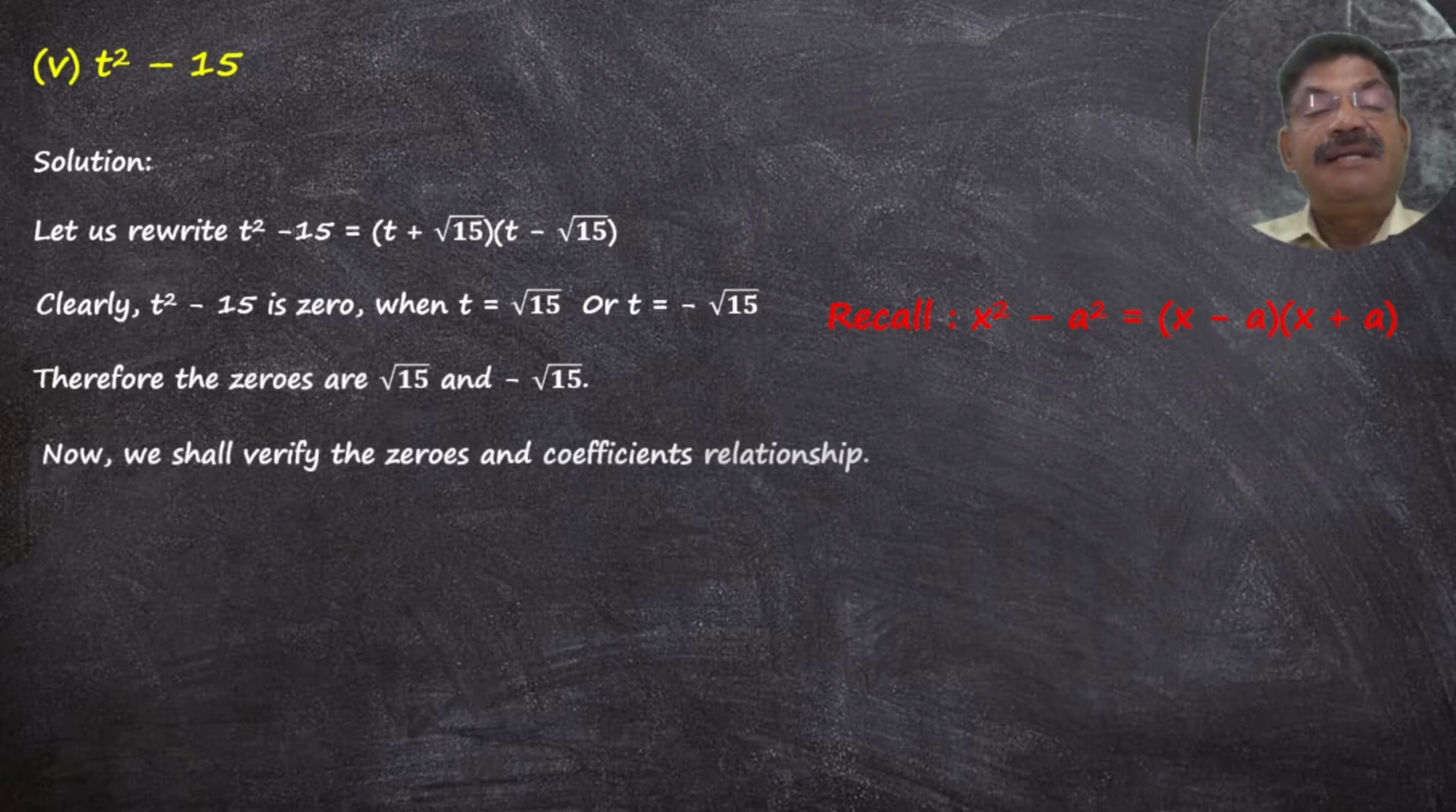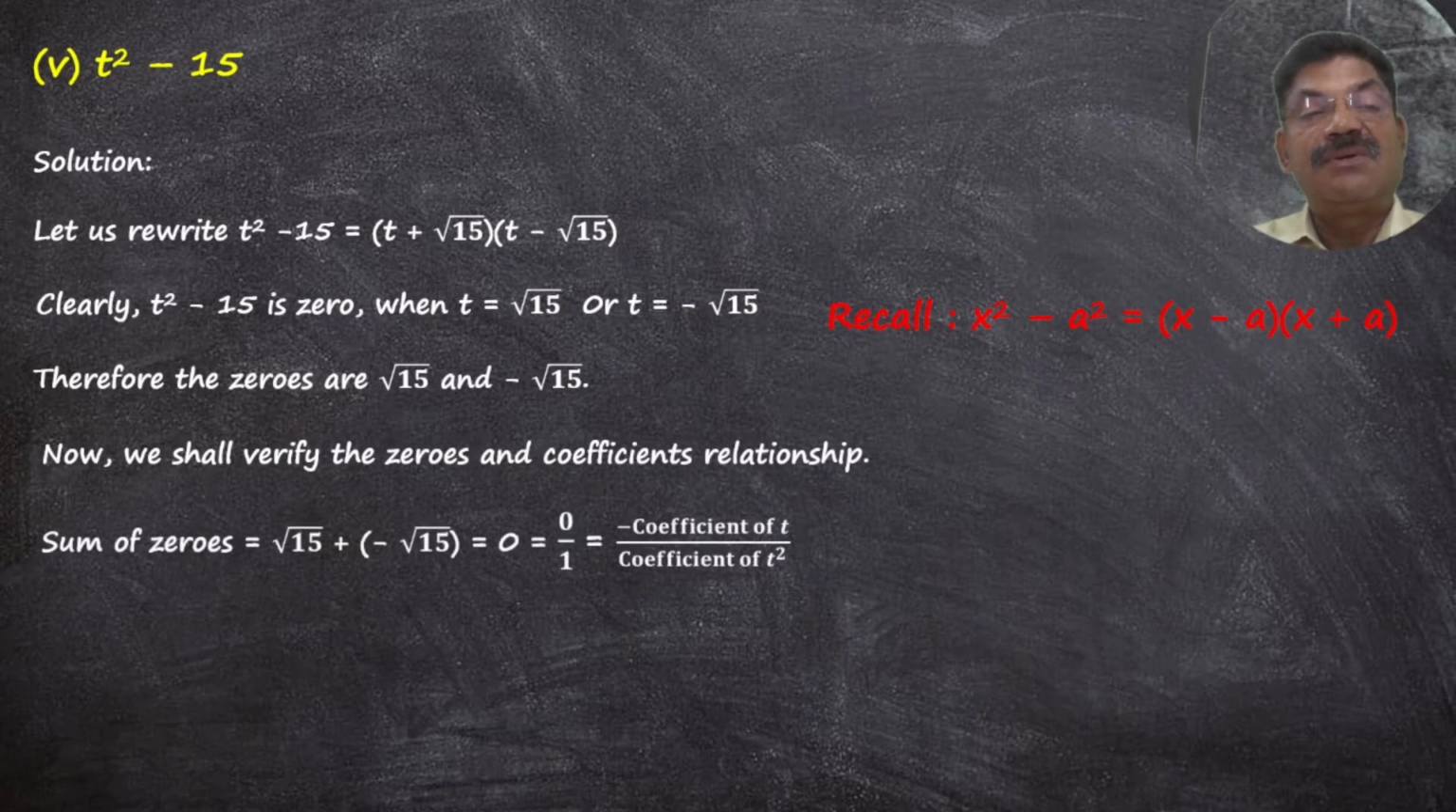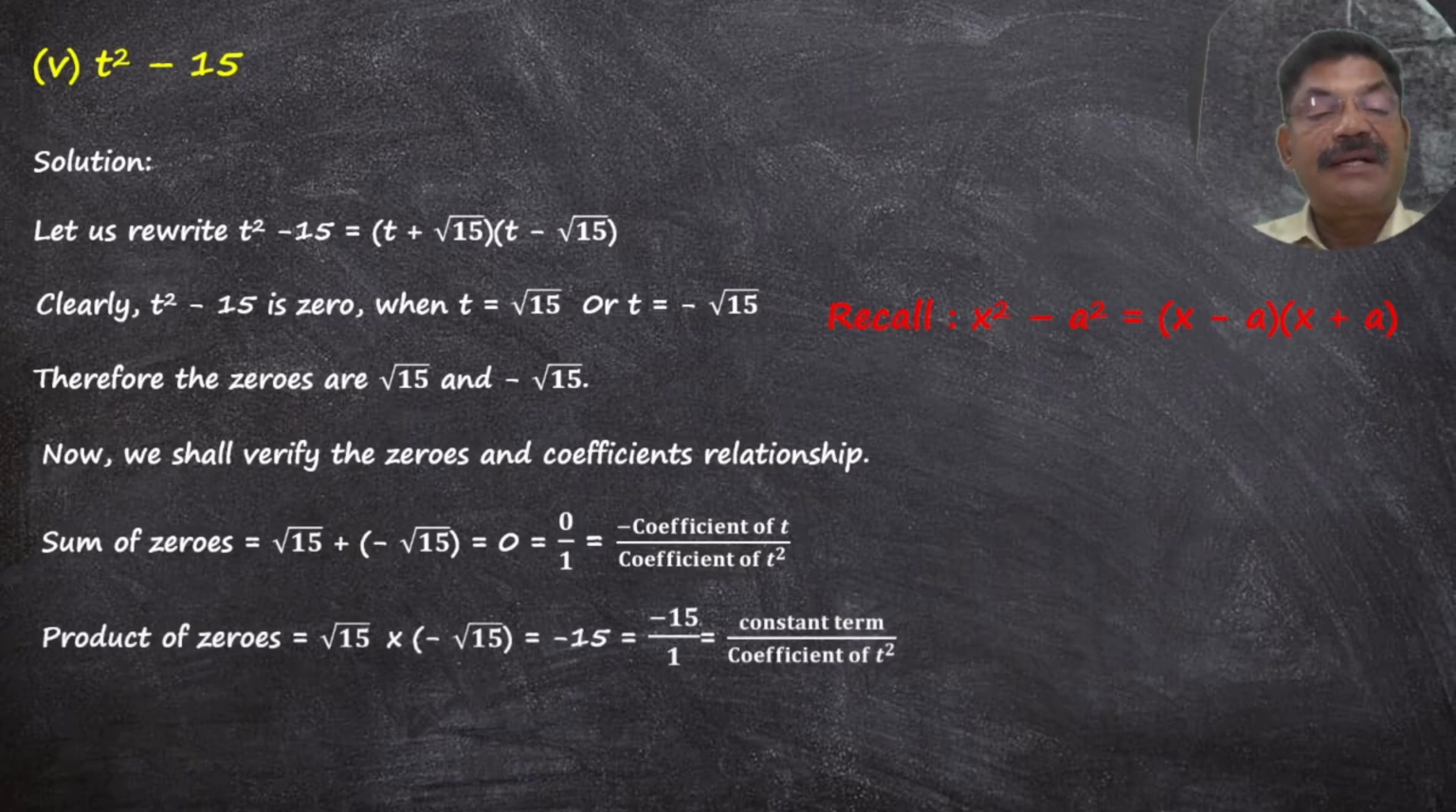Now we can easily verify the relationship between roots and coefficients. Sum of the zeros is equal to square root of 15 plus minus square root of 15, which is equal to 0. Obviously, coefficient of t is equal to 0. Therefore, 0 by 1, which is equal to 0. First relationship is verified. Second relationship, product of zeros. Root 15 into minus root 15 is equal to minus 15, which is minus 15 by 1, which is same as constant term divided by coefficient of t square. Hence, the relationships are verified.